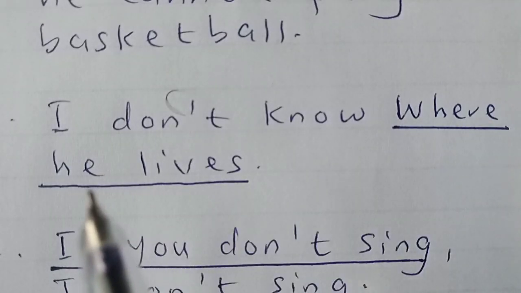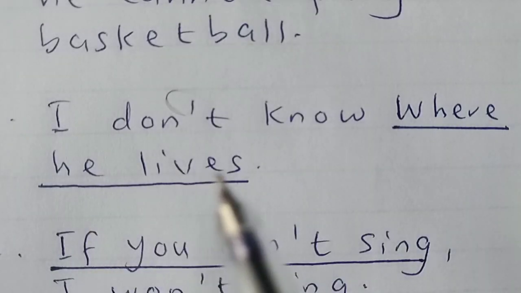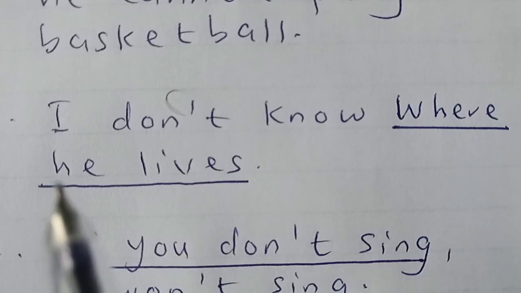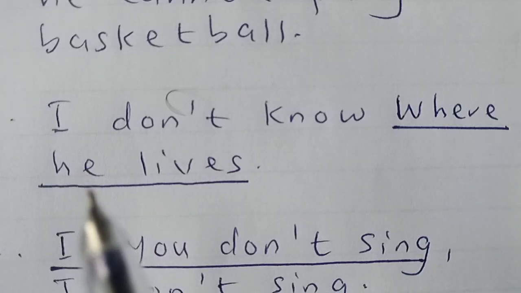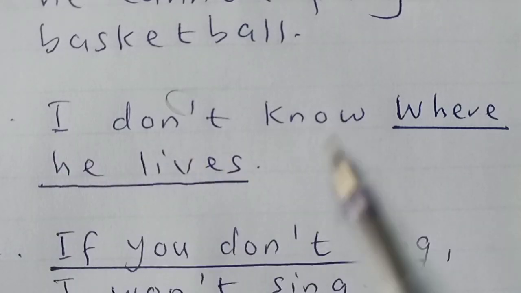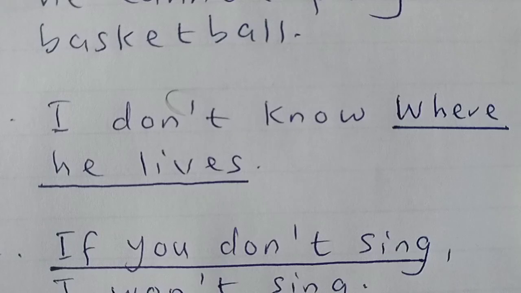This is a clause because lives is a finite verb that agrees with the subject he. That is why it is a clause, but it is a dependent clause and it must be used with I don't know to complete the sentence.